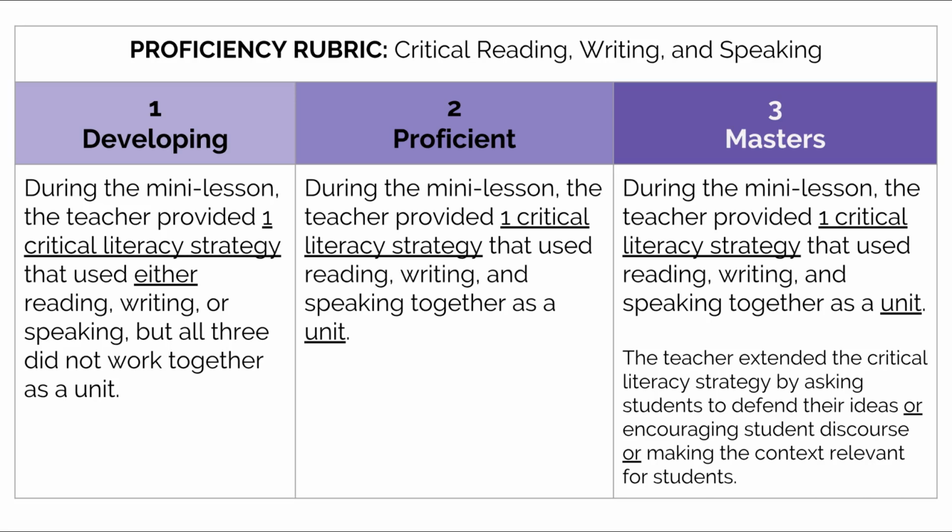To score proficient, teachers must provide one critical literacy strategy that uses reading, writing, and speaking together as a unit. And to bump that up to masters, the teacher will need to extend the critical literacy strategy by asking students to defend their ideas, encouraging student discourse, or making the context more relevant for the students.